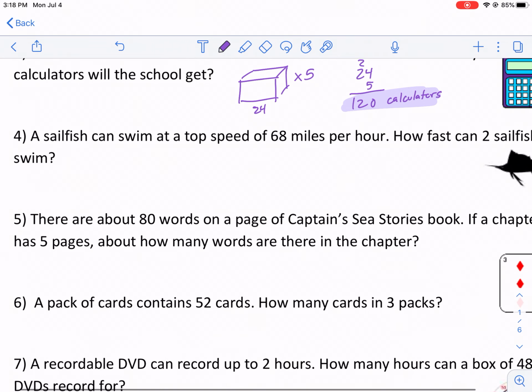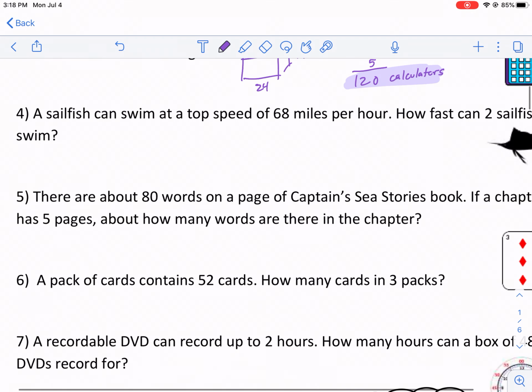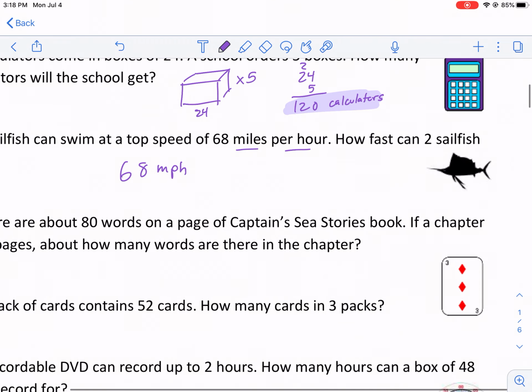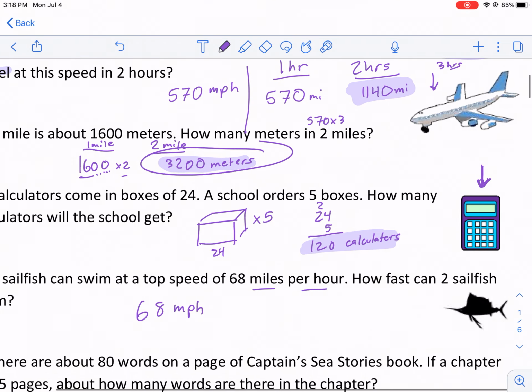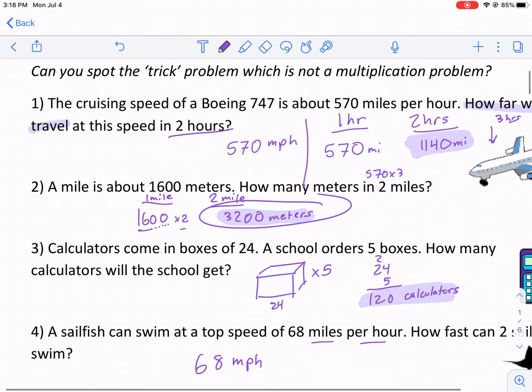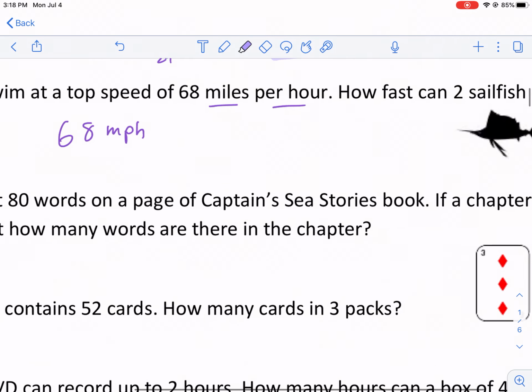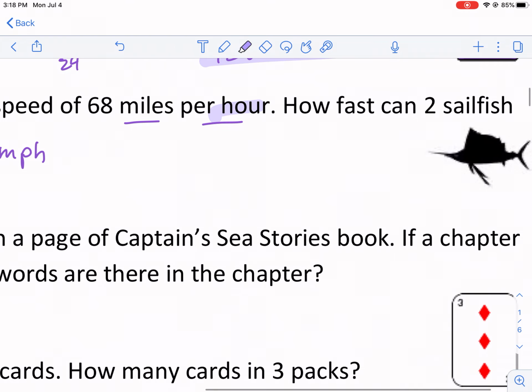There we go. A sailfish can swim at a top speed of 68 miles per hour. How fast can 2 sailfish swim? Okay, so I have miles per hour, 68 mph, and I multiply, hold on a second, up here I multiplied by the number of hours, right? 2 hours. This was miles per hour, and I multiplied by hours. This time do I multiply by sailfish? This is per hour, and then this is sailfish.